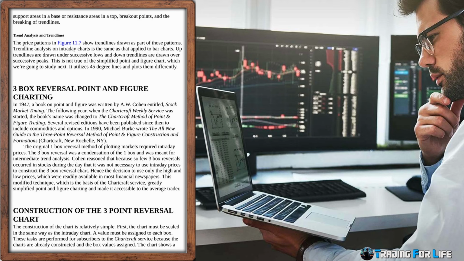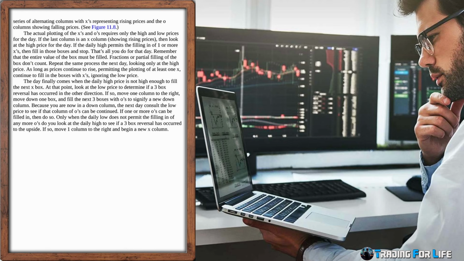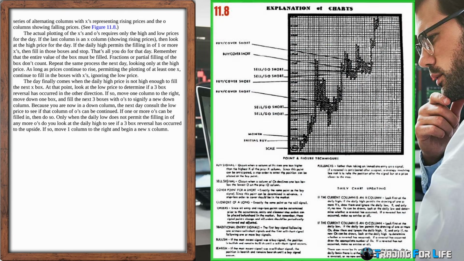Construction of the 3-point reversal chart. The construction of the chart is relatively simple. First, the chart must be scaled in the same way as the intraday chart. A value must be assigned to each box. These tasks are performed for subscribers to the Chartcraft service because the charts are already constructed and the box values assigned. The chart shows a series of alternating columns with X's representing rising prices and the O columns showing falling prices. See Figure 11.8.